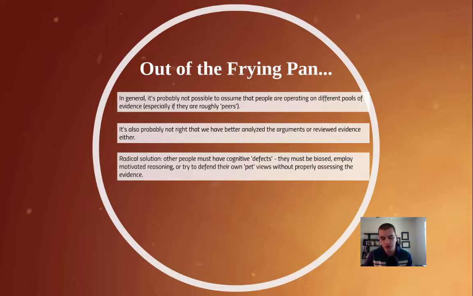So he doesn't think that 1 or 2 is very promising as a means of retaining our beliefs in the face of disagreement. So Fumerton's rather radical solution is to suggest, well, maybe these people are just cognitively defective.